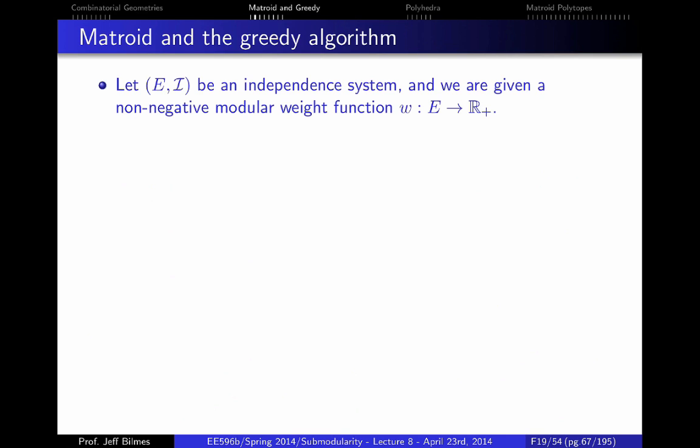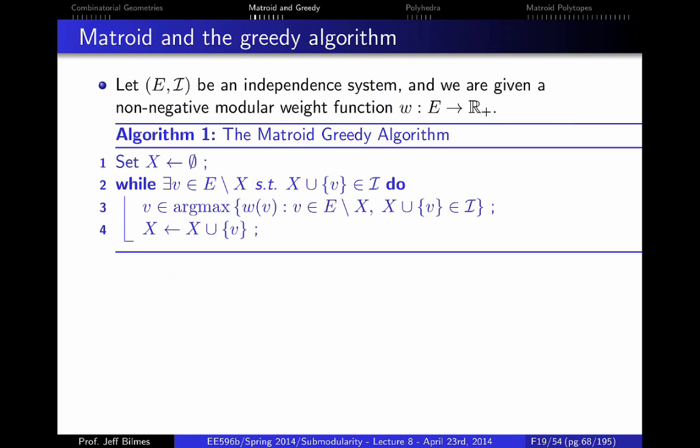So let's define the greedy algorithm more formally. Let's say that we've got an independent system (E, I), where E is our ground set and I is our set of independent sets. It's not necessarily a matroid. And we've got some non-negative modular weight function, w. And here's the greedy algorithm. It's the matroid greedy algorithm. So we start with the empty set.